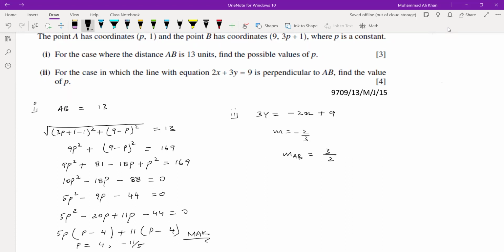Now, we calculate the gradient of AB: y2 minus y1 over x2 minus x1, so 3p plus 1 minus 1 over 9 minus p equals 3 over 2. 1 and 1 cancel out, cross multiply. So it will be 6p equals 3 times (9 minus p), 3 nines are 27, minus 3p. 3p comes to the left side, so it becomes 9p equals 27 and p equals 3. This is the value of p when the condition is changed. Is that okay? Any confusion? No. That's great.